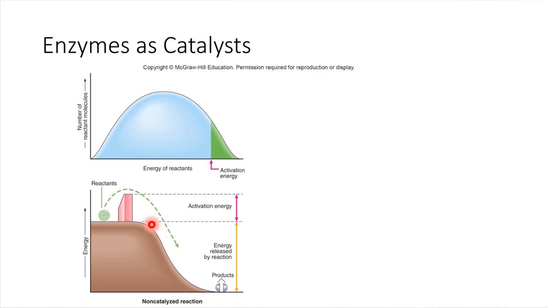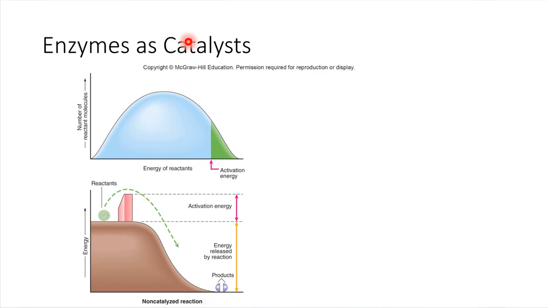Once the reaction is actually taking place, there will be an energy that gets released from the reaction. So this is energy being released. It's labeled over here. And finally, in the end, what we end up with are the products of the reaction. So we started off with reactants. They underwent a reaction, and what we end up with is the products of the reaction.